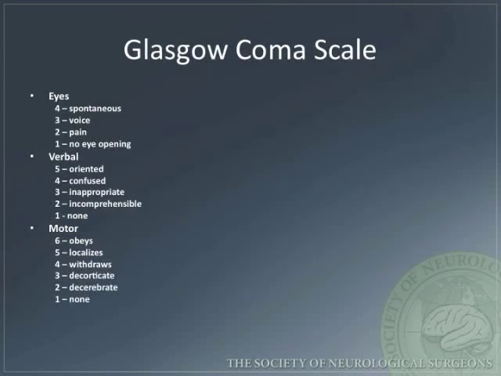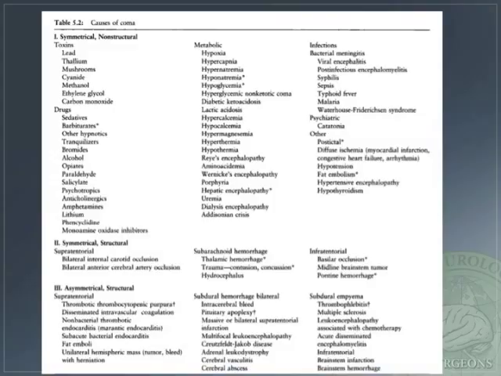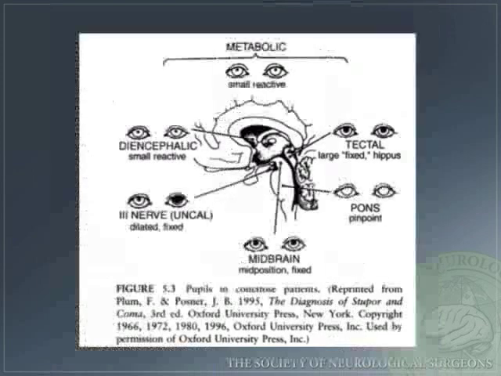The Glasgow Coma Scale is a standardized grading scale to evaluate a patient's neurologic status. It has 3 categories: eyes, verbal, and motor. Here is a list of the differential diagnosis for coma broken down by etiology. Evaluation of a patient's pupils may aid in localizing the location of a lesion. Here is a diagram of the association between pupillary findings and anatomic correlation.